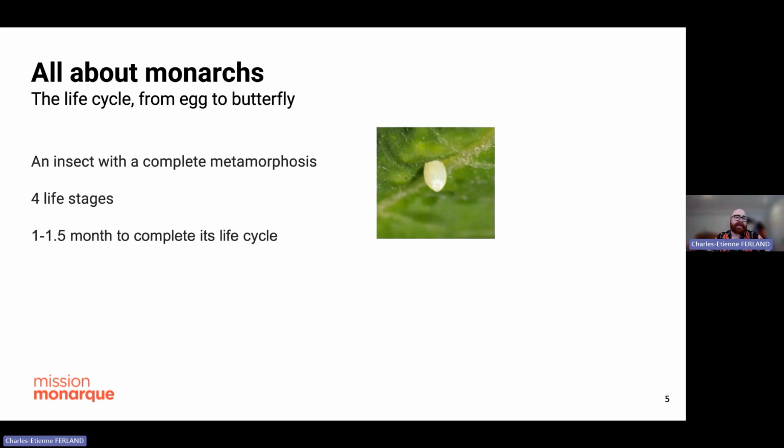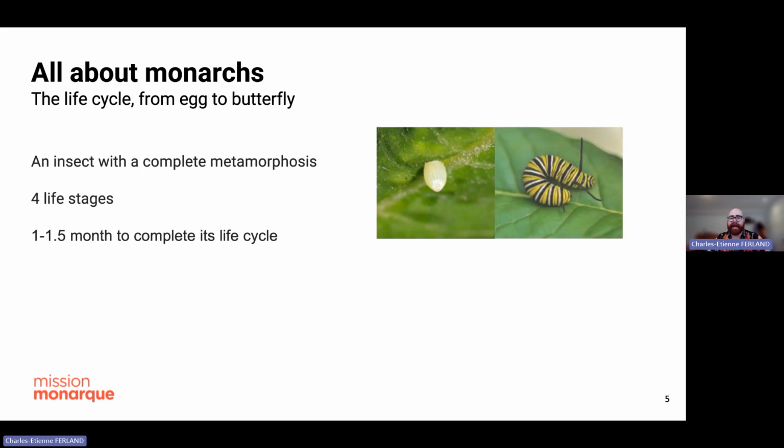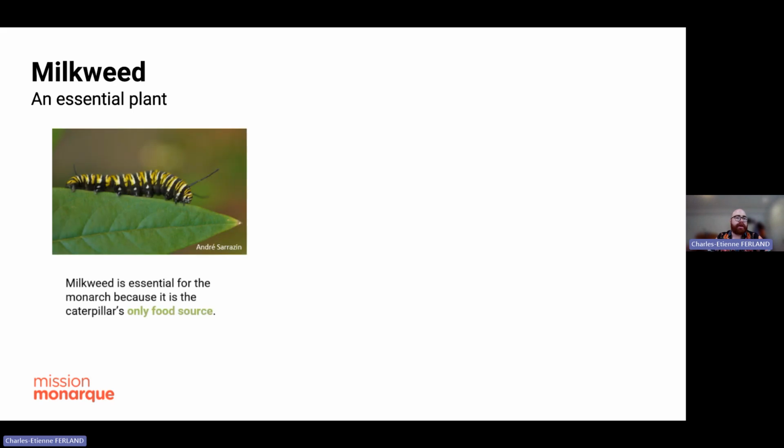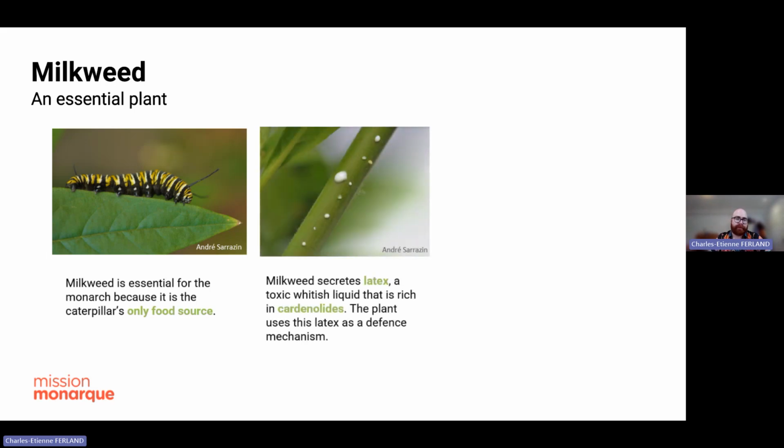The monarch is an insect with a complete metamorphosis. It means that it goes through 4 life stages: the egg, the caterpillar, the chrysalis, and the adult. And this life cycle takes approximately 1 to 1.5 months to be completed. The monarch feeds as a caterpillar on milkweed, and it's an essential plant. It's because it's the caterpillar's only food source.